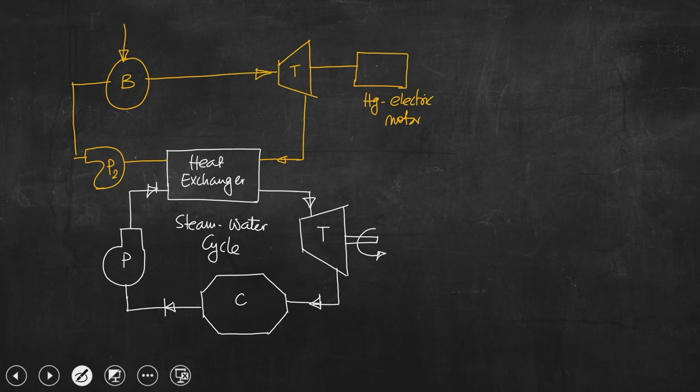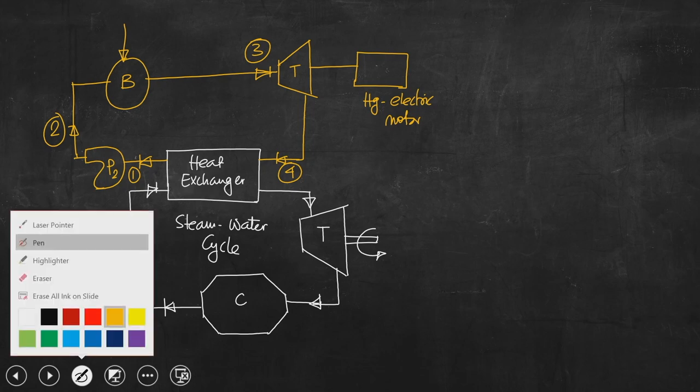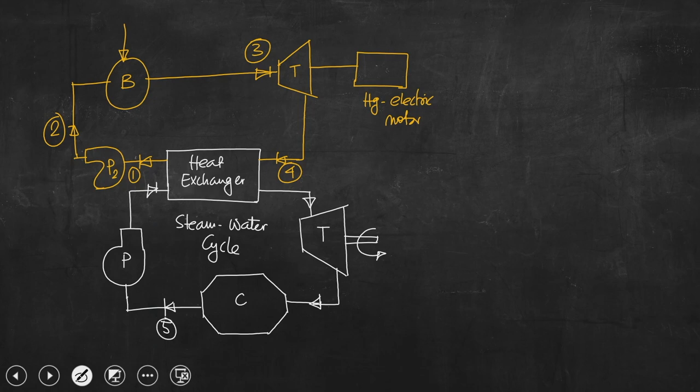so this is the turbine. So, this is 2, so this is 1. This is 2, this is 3, this is 4. Similarly we can give the name, this is 5, this is pump 1, this point is 6, this is 7 and this is 8. So, this is basically the HG cycle.